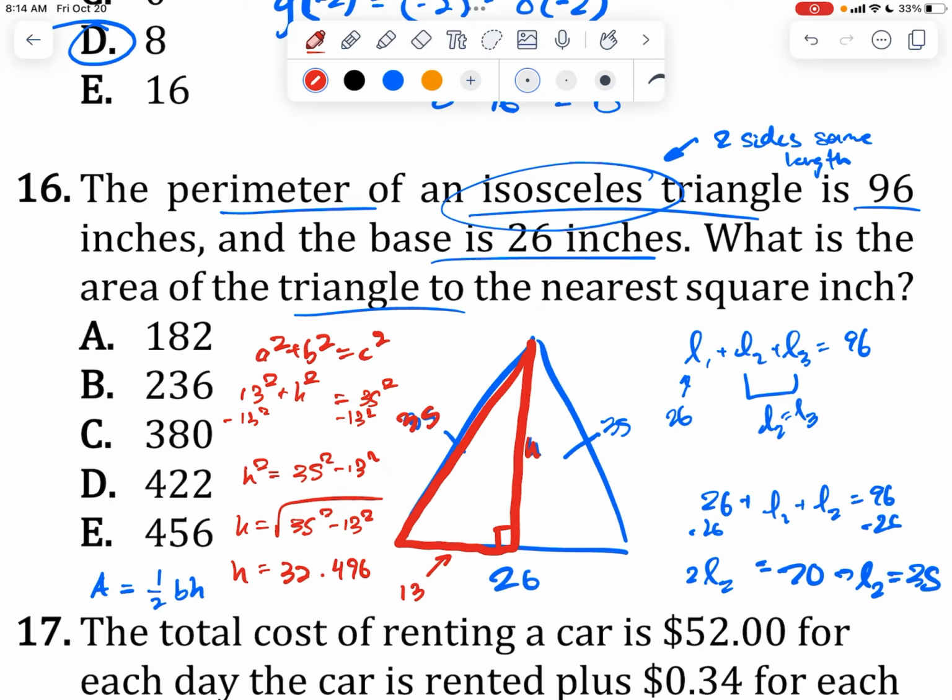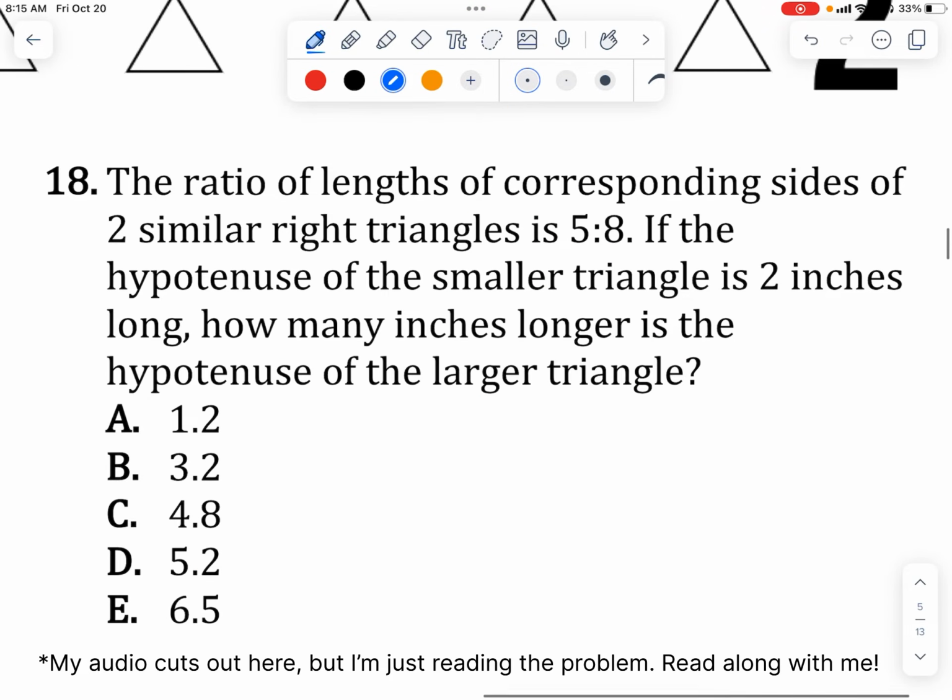Okay, so we're not done. We've got to take this and plug it into the formula. So area is equal to half times 32.496 times the base, which is 26, times 26 divided by 2. 422. That's the answer.